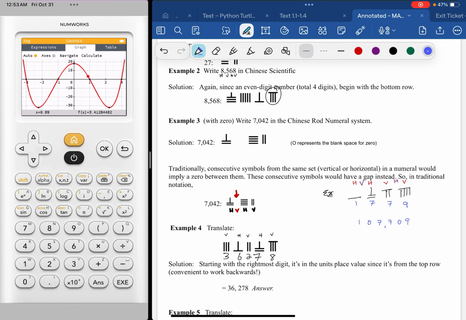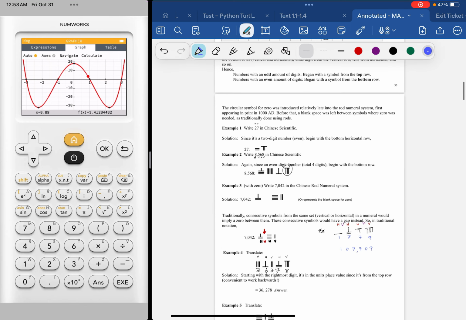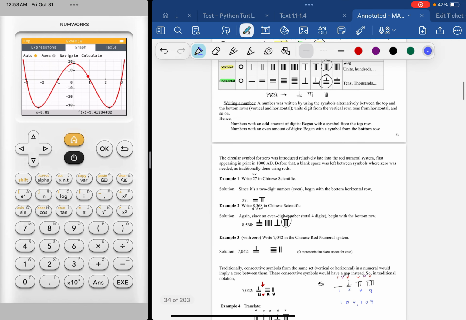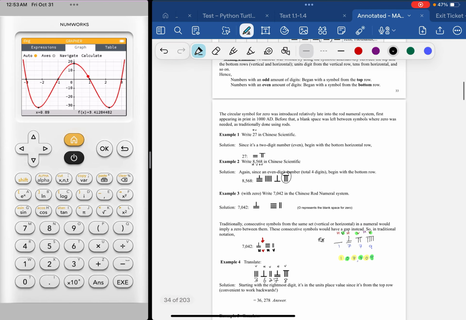That lines up with the units place being vertical. So my units, my ones place, my hundreds place, not my thousands, but my 10,000s place, those are all my verticals. My horizontals are pretty much everything else. So I've got a tens place, a thousands place, and a 100,000 place.